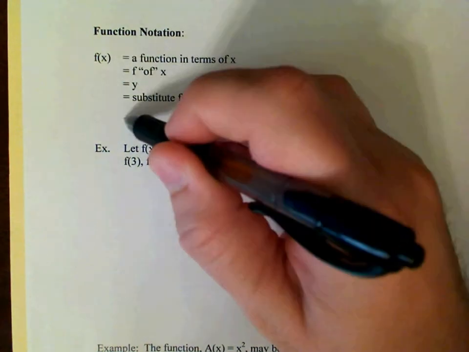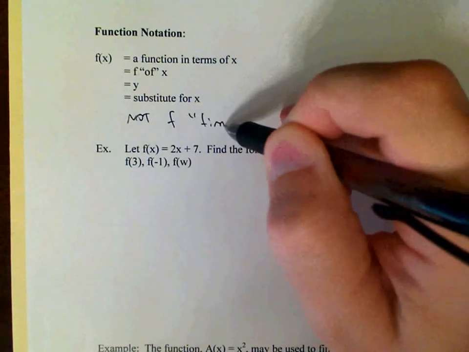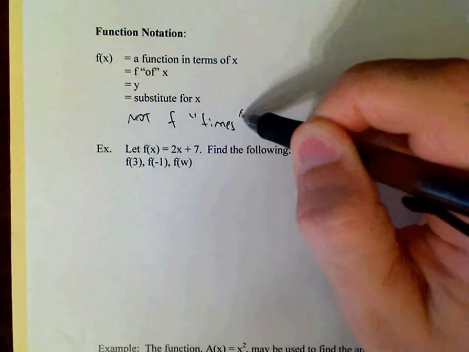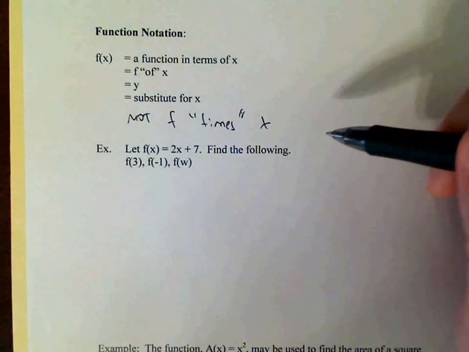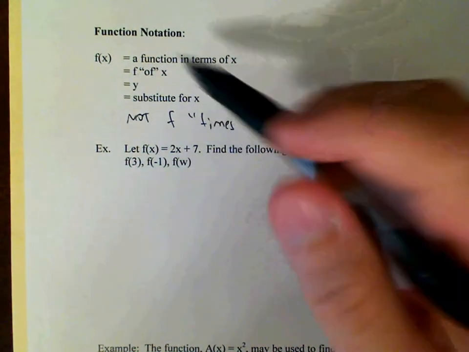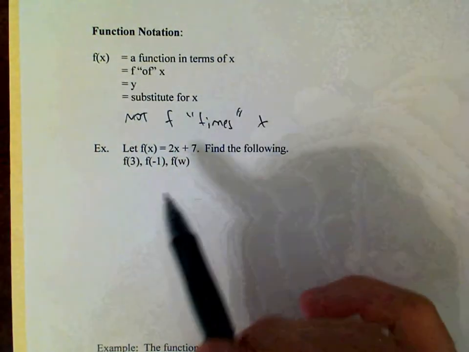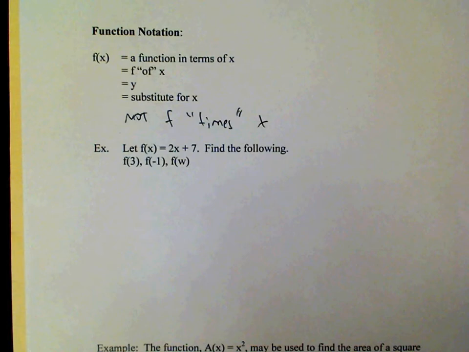It is not f times x. This is not multiplication, it's notation. Notation just means how you write something. There's nothing to work with with this notation right here. Now, I'm going to do this example. If this example doesn't help you, I don't know what will.